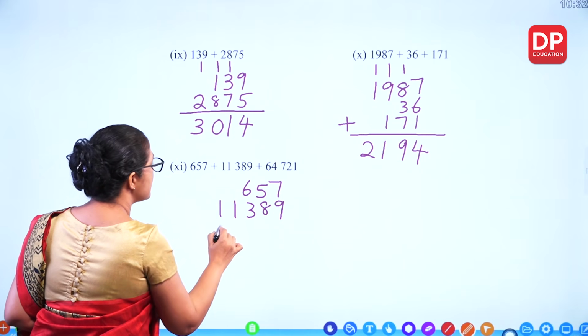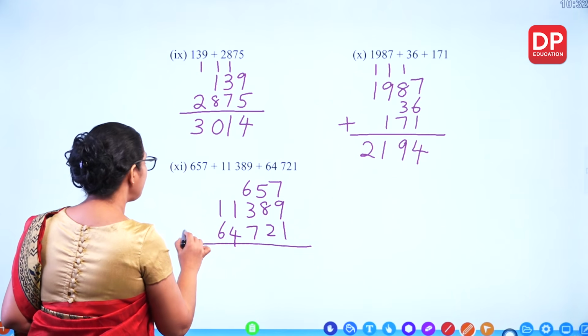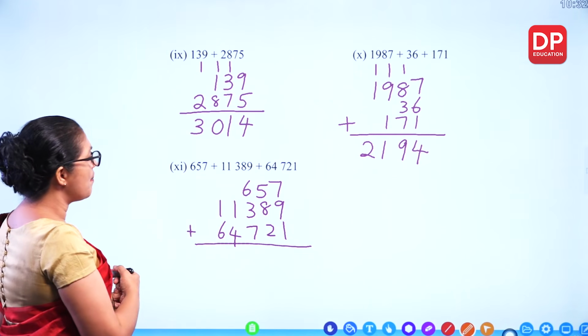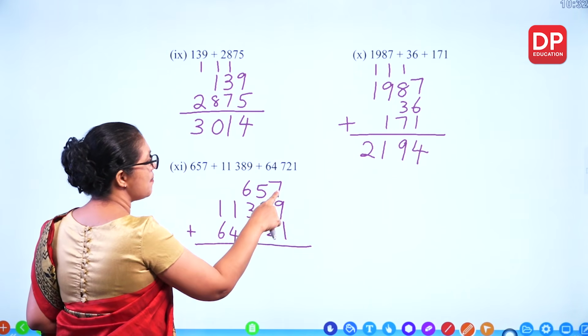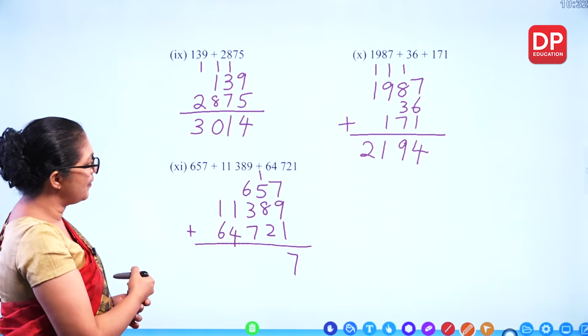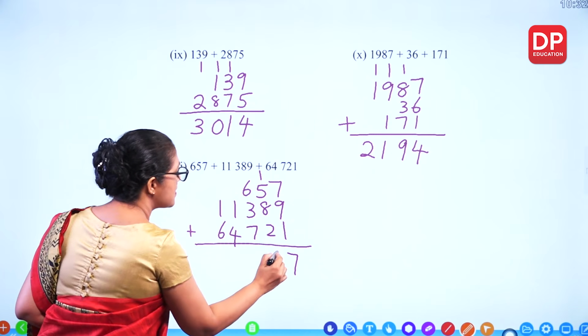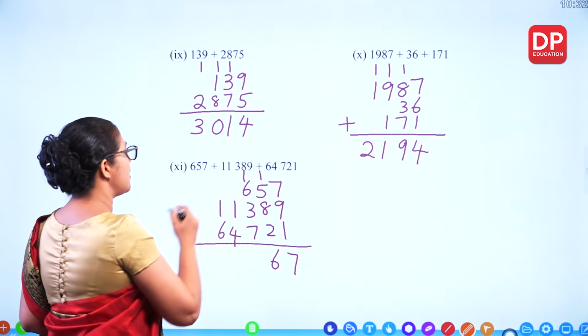This one, 3 numbers, 657, 11,389 and 64,721. Add all these numbers. 10. 10 plus 7, 17. You take 1 here. Then 8 plus 2, 10.